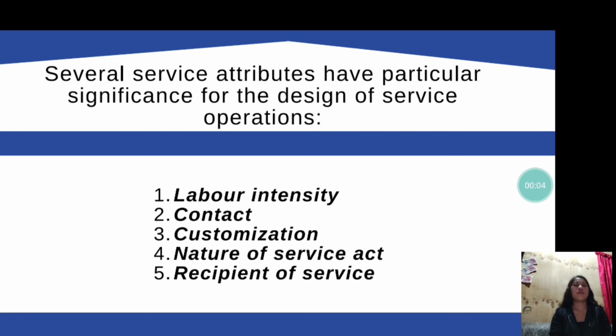Next is, several service attributes have particular significance for the design of the service operations. First is labor intensity. So labor intensity, the ratio of labor costs incurred to the value of assets and equipment used.